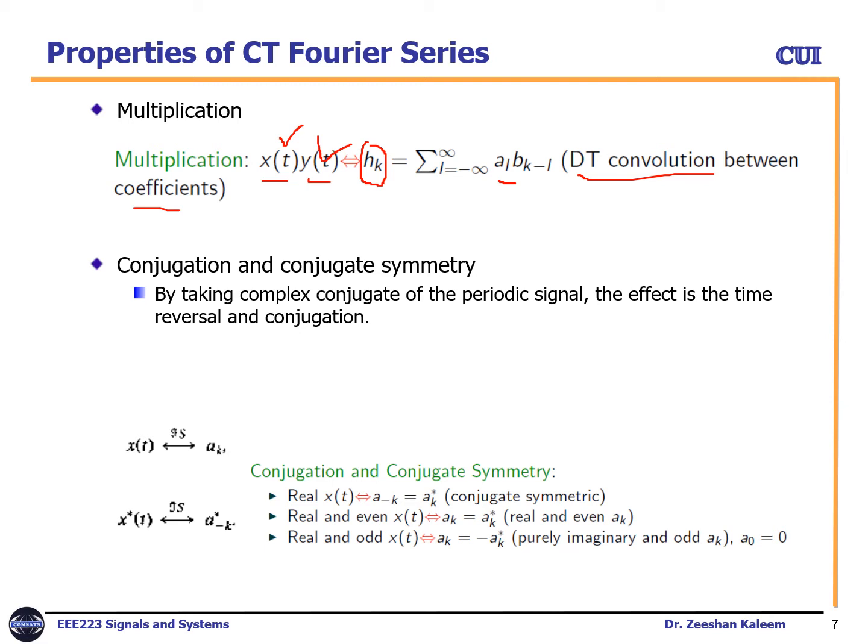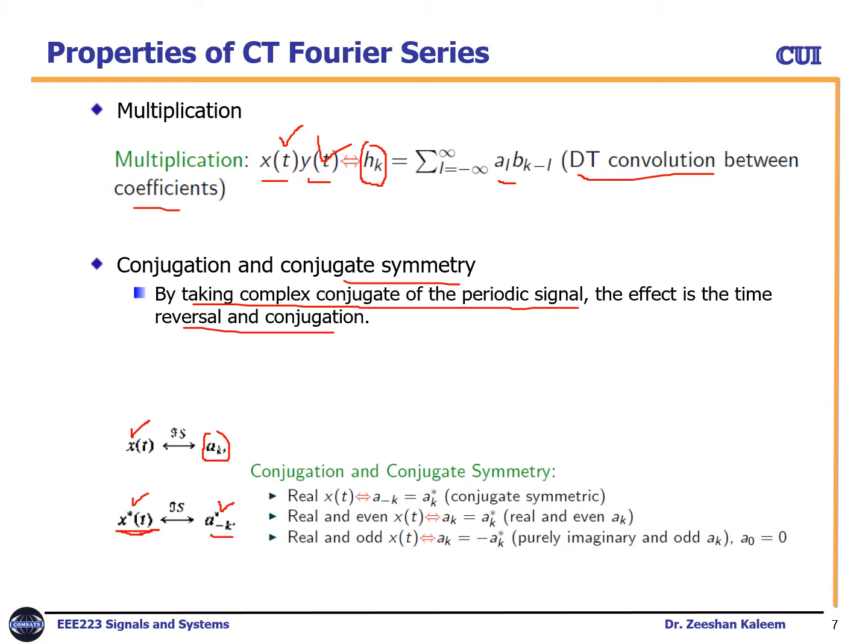The other property is conjugation and conjugate symmetry. By taking the complex conjugate of the periodic signal, the effect is time reversal and conjugation. For example, you have x(t) and its Fourier series coefficients are a_k. Whenever you take the Fourier series of the conjugate of x(t), the coefficients will be conjugated and time reversed as well.